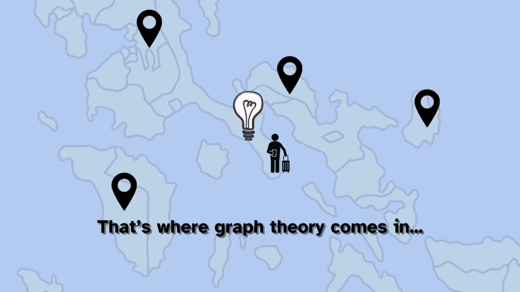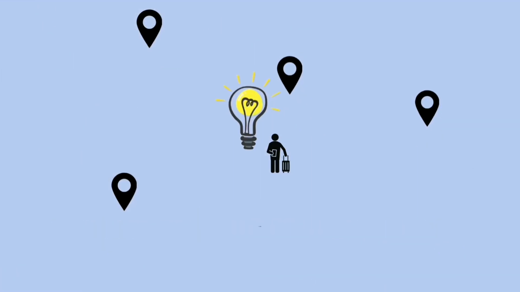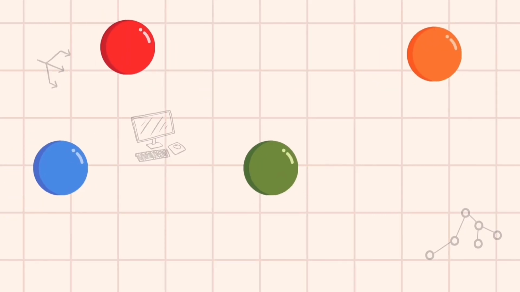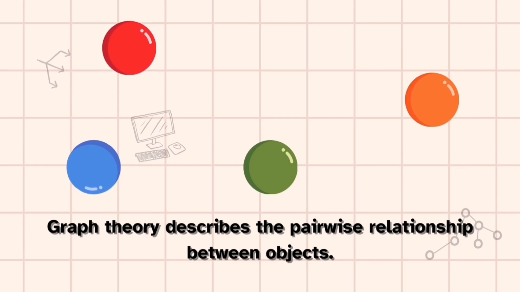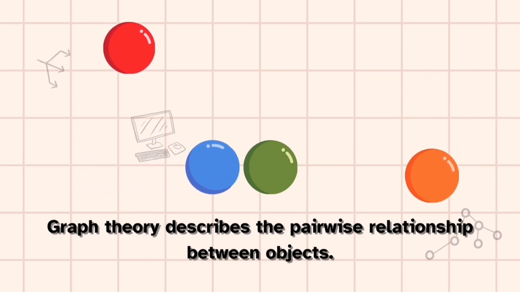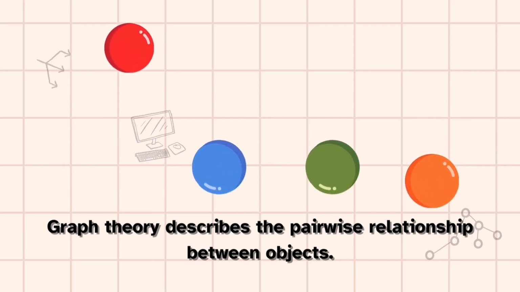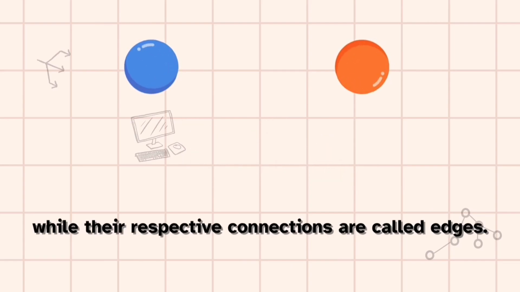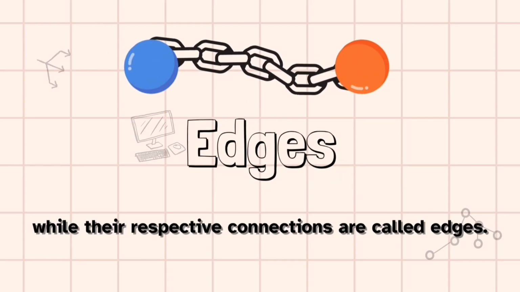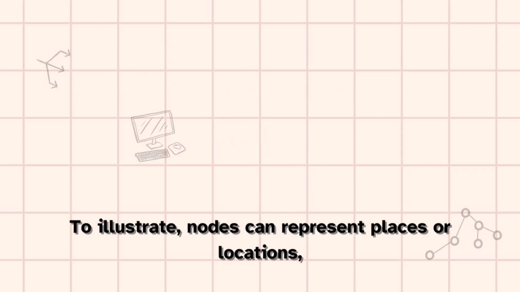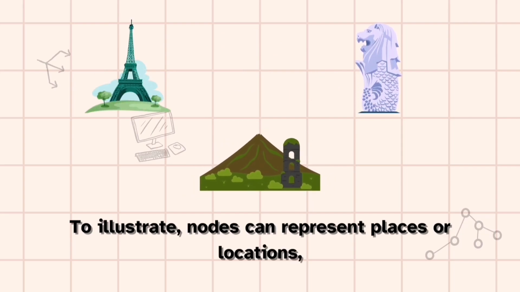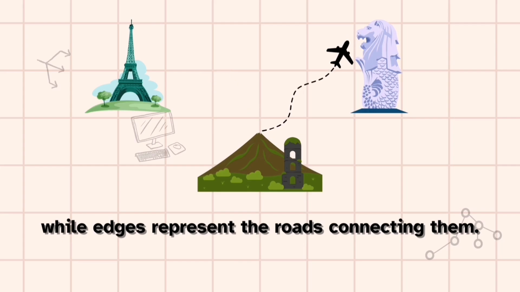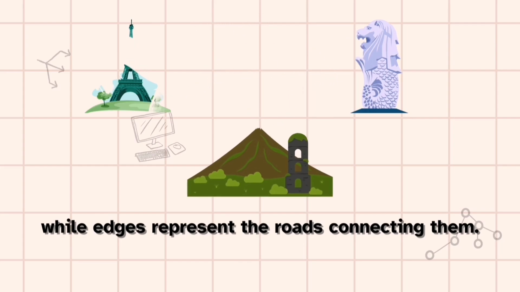That is where Graph Theory comes in. Graph Theory describes the pairwise relationship between objects. These objects are called vertices or nodes, while their respective connections are called edges. To illustrate, nodes can represent places or locations, while edges represent the roads connecting them.